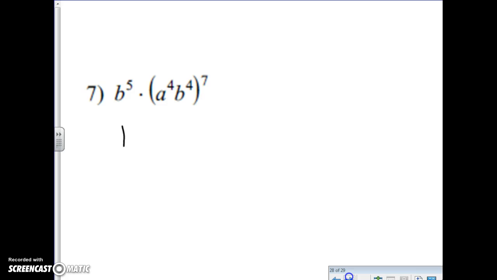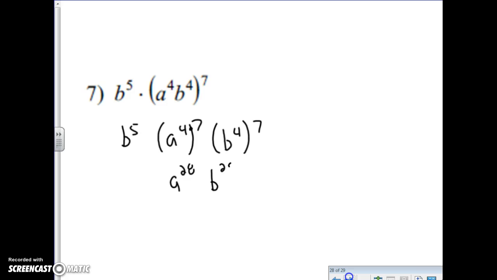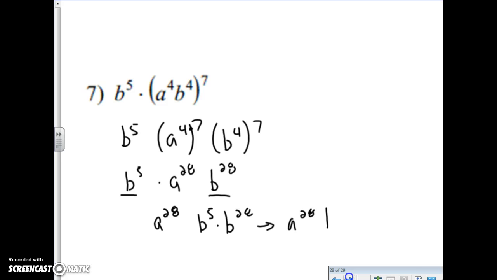So I have b to the 5th by itself, and then using the power of a product property, I'm taking a to the 4th to the 7th, b to the 4th to the 7th, which gets me a to the 28th power, because I'm multiplying those exponents together, b to the 28th power, times b to the 5th. The b's have the same base, so I have a to the 28th, and I got b to the 5th, b to the 28th, and I just add the b's together, so I get a to the 28th, b to the 33rd power. Okay?